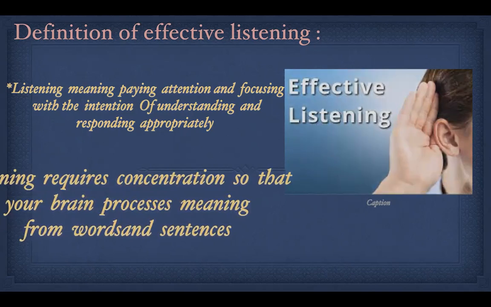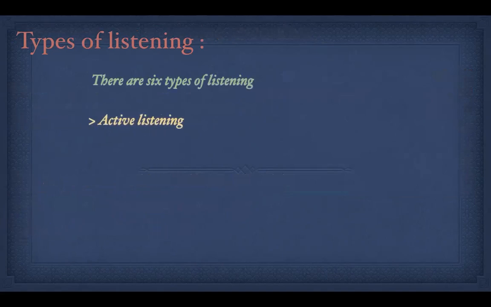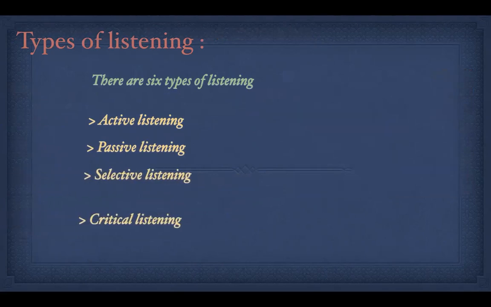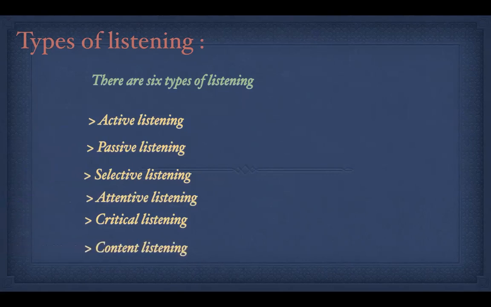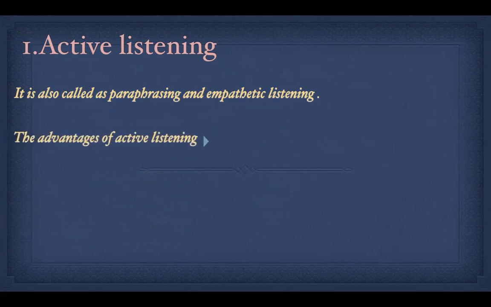Now let's see the next, types of listening. There are 6 types of listening: active listening, passive listening, selective listening, critical listening, attentive listening, content listening. Now let's see the first one first. Active listening. It is also called paraphrasing and empathetic listening. The advantages of effective listening.